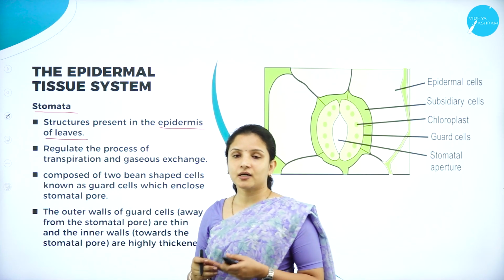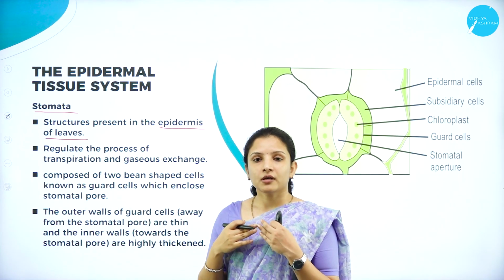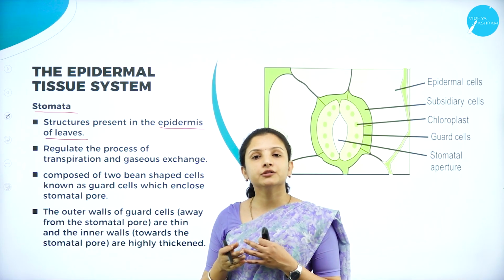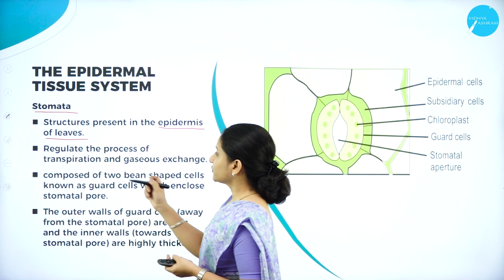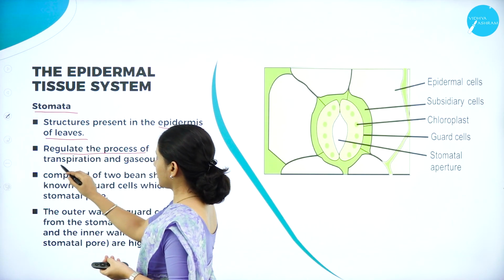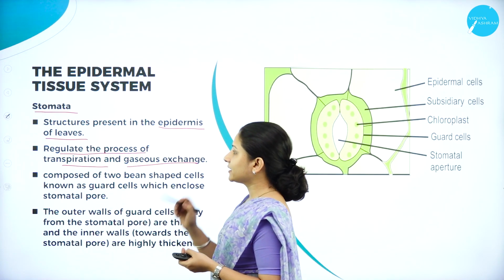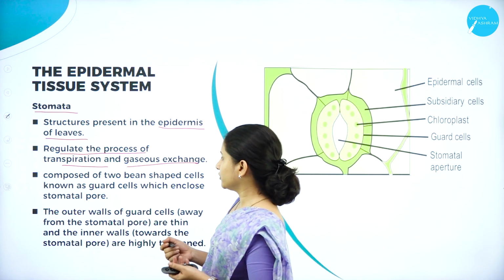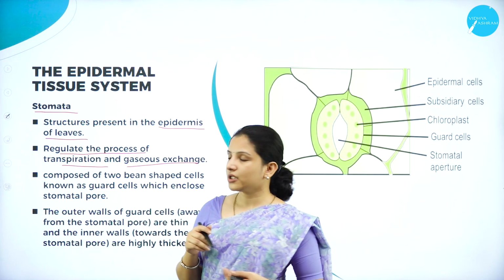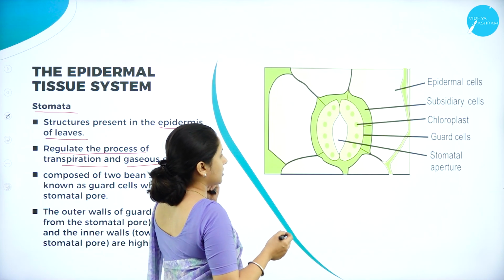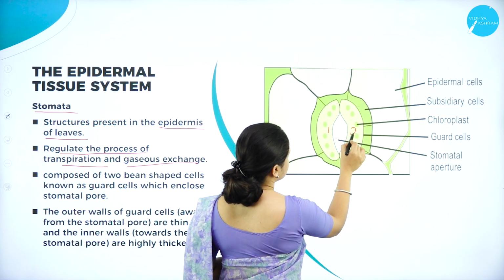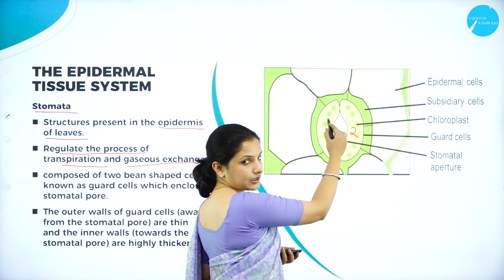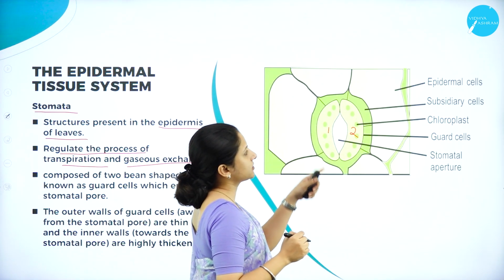So these stomata help in the exchange of water and also in the exchange of gases. They regulate the process of transpiration and also help in gaseous exchange, as I had told you. The stomata is usually composed of two bean-like structures. As you can see, they are made up of two bean-like structures. It looks like a bean seed, so that is why it is called a bean-like structure.